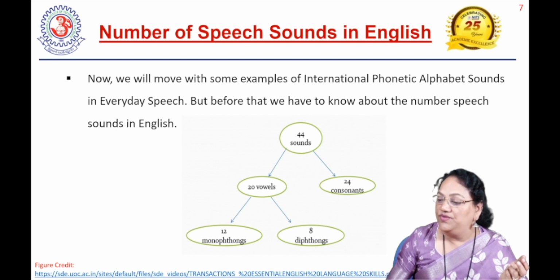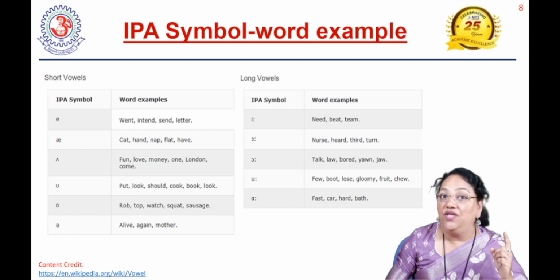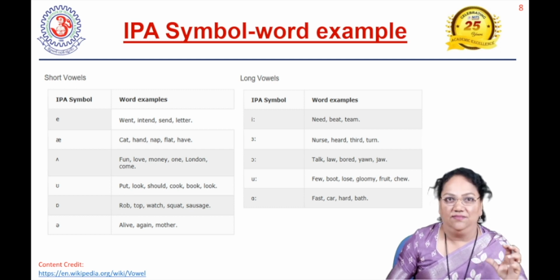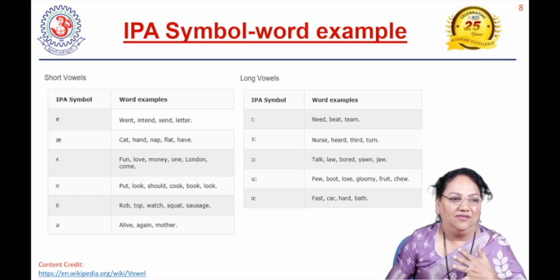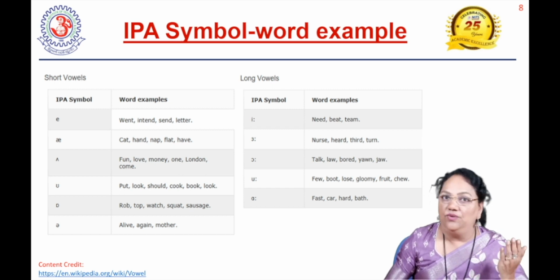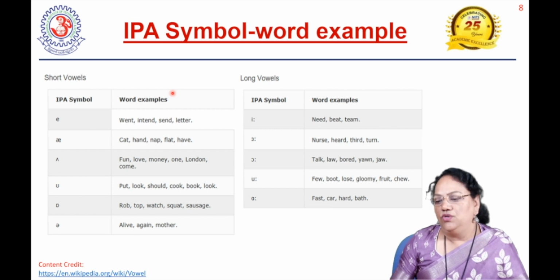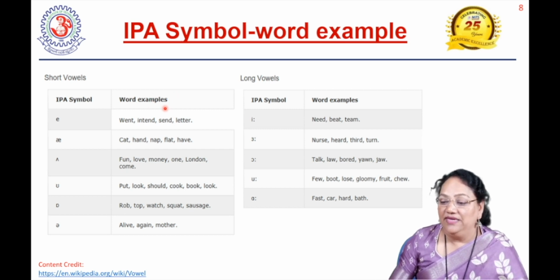These are the 44 sounds in English which we need to learn if we want to be clear with our sound system, and to be a good user of the English language with the right pronunciation. Now I'm going to take some word examples in which I will show how a particular symbol, called an IPA symbol, International Phonetic Alphabet, is used in a particular word and how the sound is produced. That's what we are going to look at now.